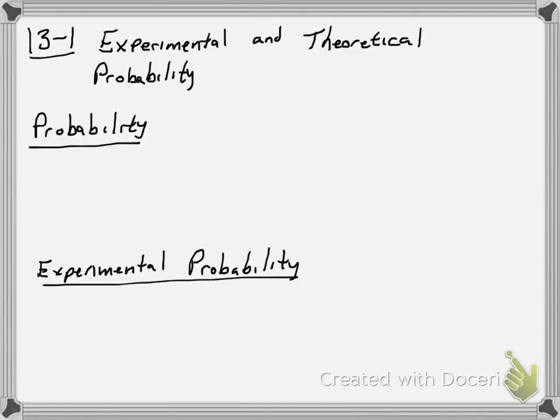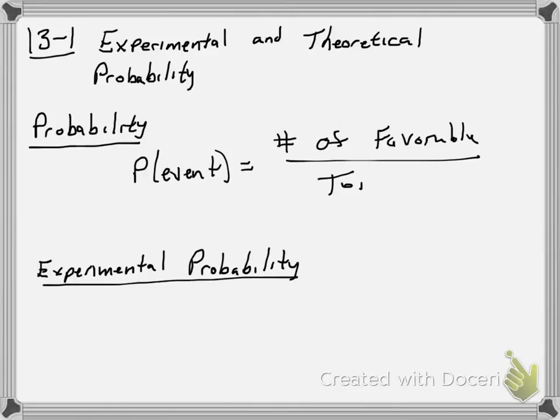13.1 is the experimental and theoretical probability. When you find probability, the probability of an event equals the number of favorable outcomes over total number. Okay? Number of favorable outcomes is what you want to happen. Total number is the total number of whatever you're talking about.